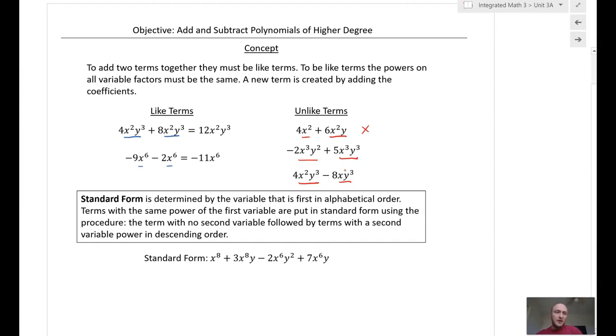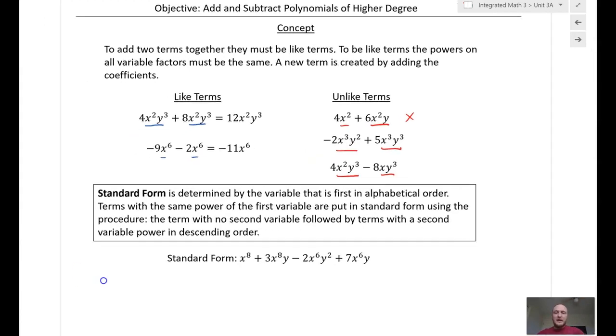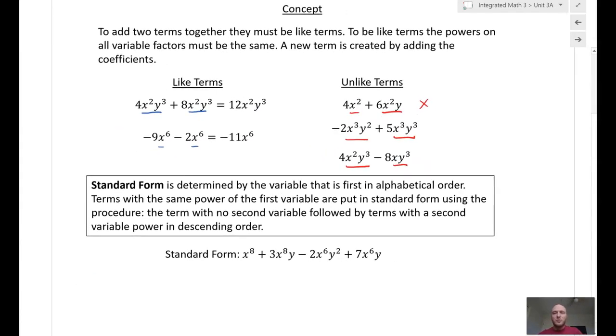Now let's talk about standard form and how we apply it when we have multiple variables in our expressions. Standard form is determined by the variable that is first in alphabetical order. Terms with the same power of the first variable are put in standard form using the procedure: the term with no second variable, followed by terms with a second variable power in descending order. So what does that look like?